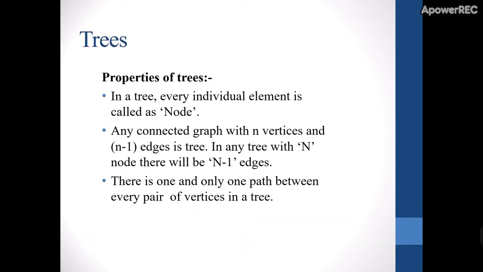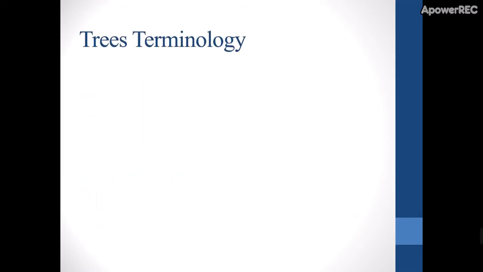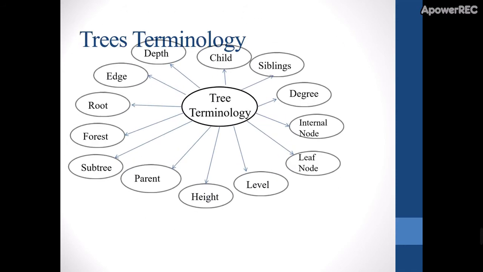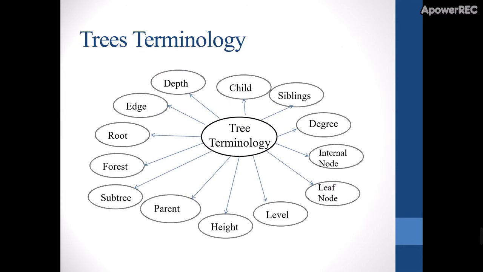What is the terminology? The terminology means the concepts which are present in trees. Let's discuss tree terminology: child, sibling, degree, internal node, leaf node, level, height, parent, subtree, forest, root, edges and depth. These are the terminology. Now we'll see each terminology in depth.